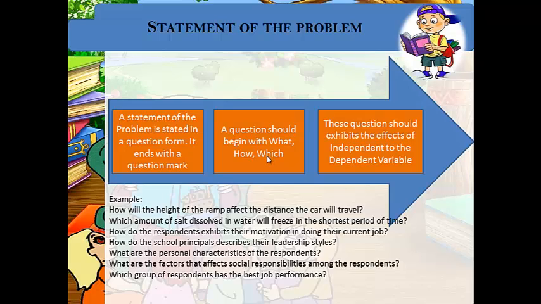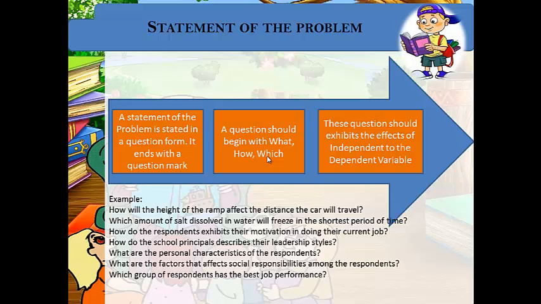Example: How will the height of the ramp affect the distance the car will travel? Which amount of salt dissolved in water will freeze in the shortest period of time? How do the respondents exhibit their motivation in doing their current job? How do the school principals describe their leadership styles? What are the personal characteristics of the respondents? What are the factors that affect social responsibilities among the respondents? Which group of respondents has the best job performance?